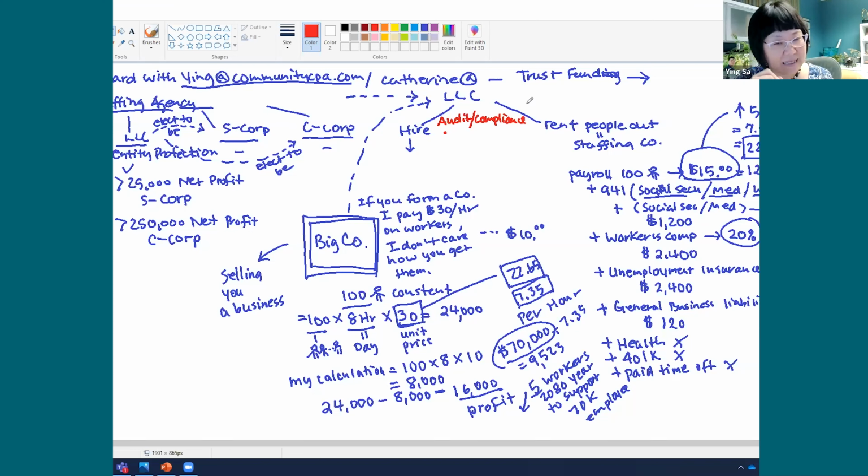Let me list the agencies who would be interested in auditing you. This is also why the big company doesn't want them. They don't want to be audited. That's why they give the monkey to you. Okay, so let me tell you who the auditors are. Department of Labor.